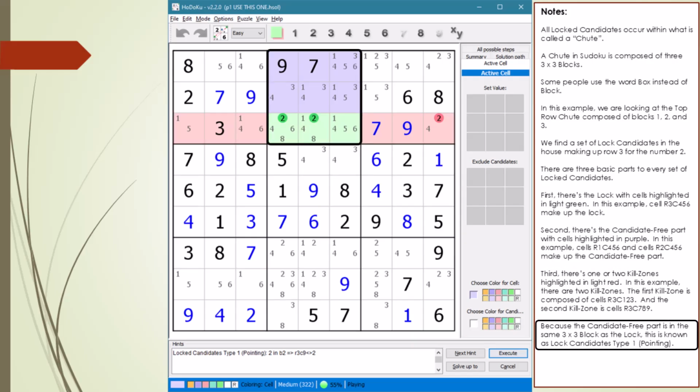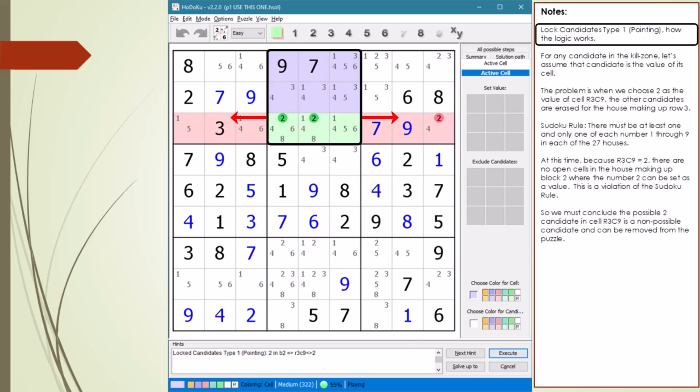When the lock part and the candidate free part share the same block, this is known as lock candidates type 1, pointing. The pointing means the candidates within the kill zone can be removed. Next, we will consider the logic for how the lock candidates work.